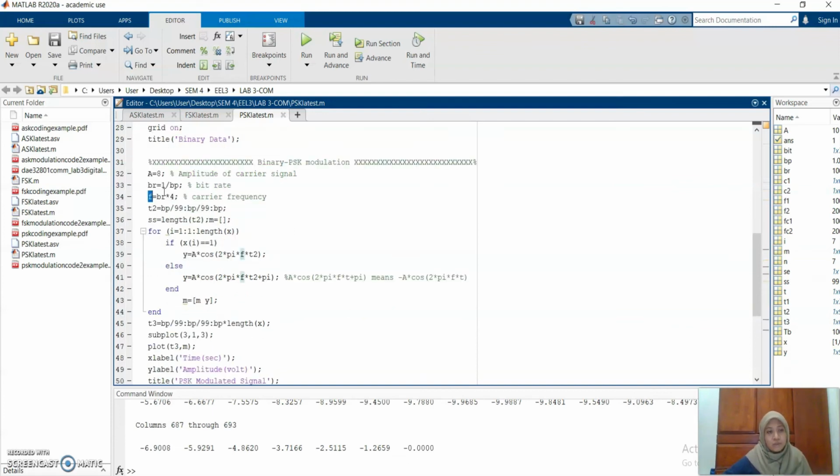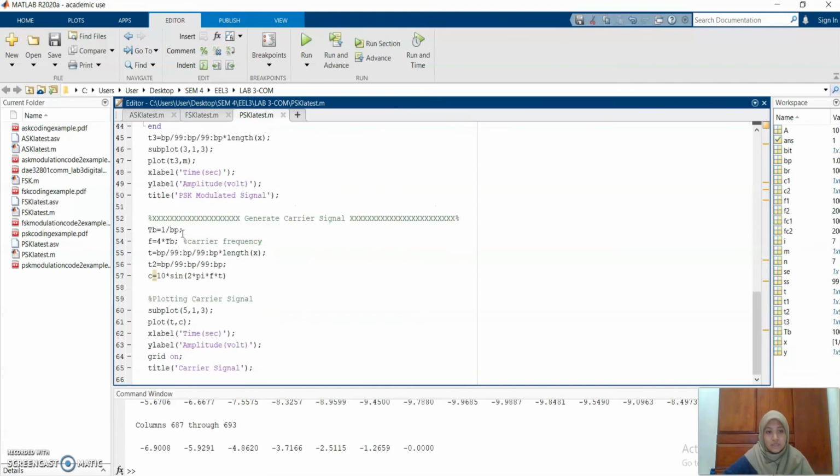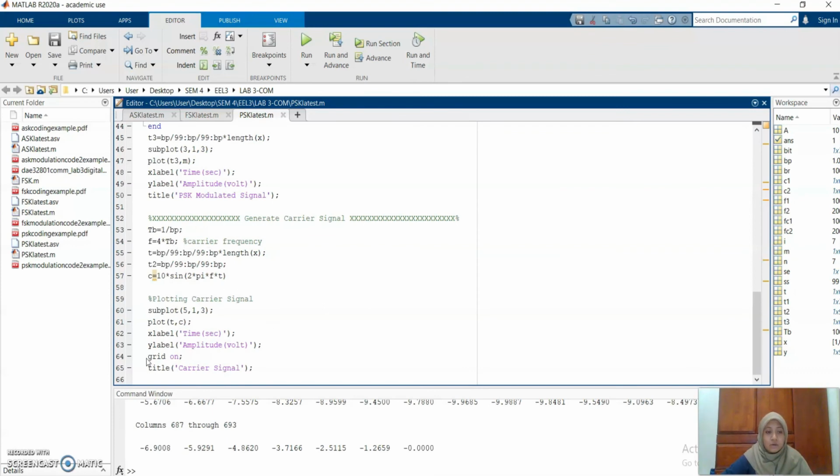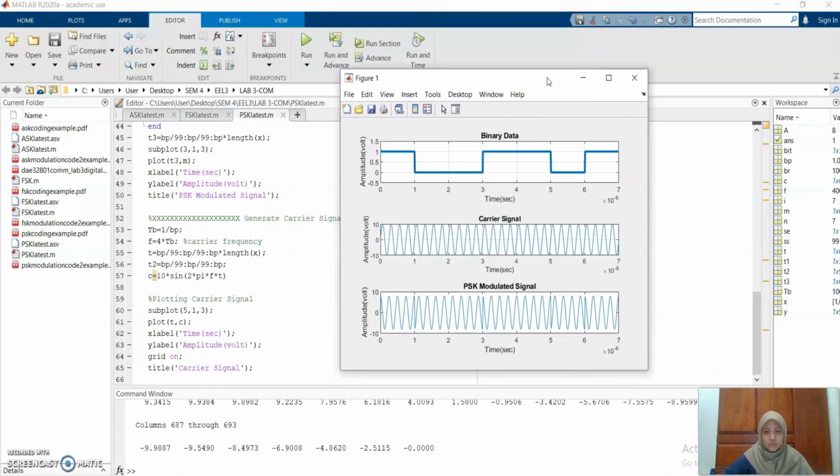The difference between ASK, FSK, and PSK at this part is that we need to generate the carrier signal. PSK only has one carrier frequency, so we don't need two types of carrier signal. In the lab sheet, it is carrier frequency multiplied by bit rate. This is the command for the carrier signal. When we run this simulation, we will get this type of data: 1001101. For the ASK modulated signal at 0 binary data, we get a straight line. For the FSK modulated signal, the graph will expand at 0 binary data. But for this PSK modulated signal, we will get this type of sine wave.